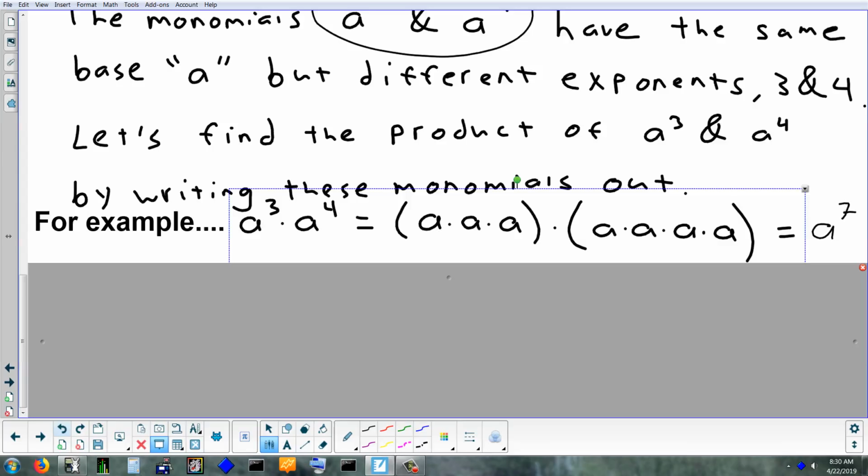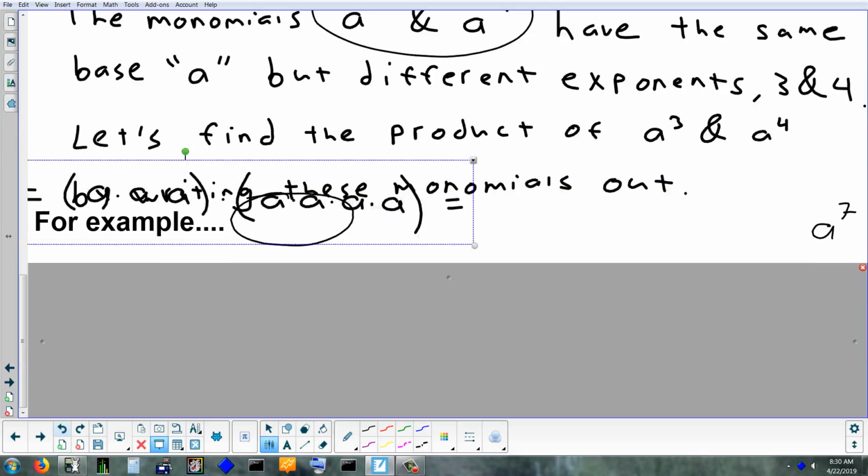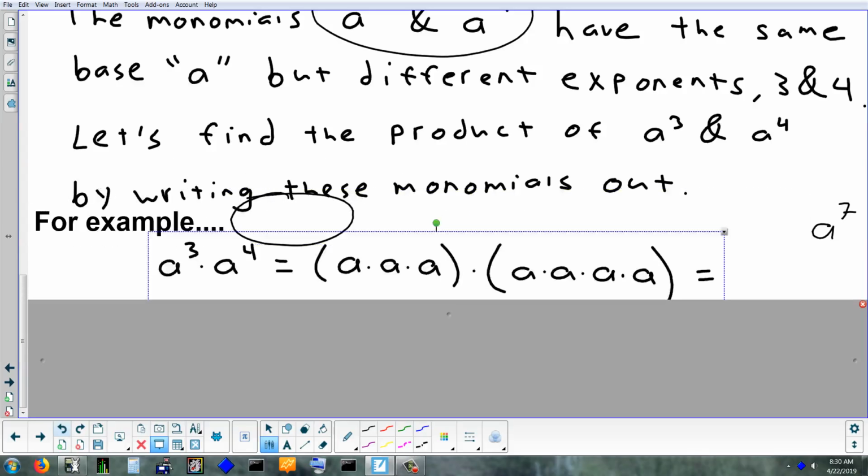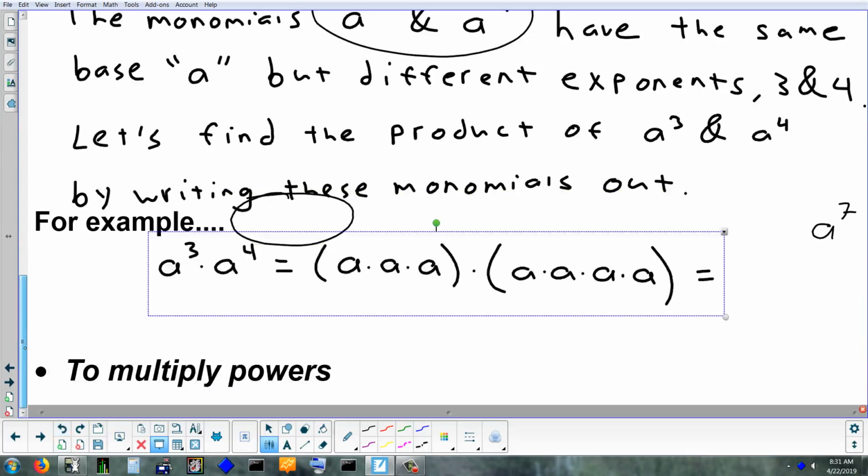So what do you think the rule is if you wanted to multiply these two things together? Yusuf, you said A to the 7. How did you figure that out? All you have to do, if you're multiplying things with the same base, is take your two exponents and just add them together. That's it, right? But the bases have to be the same.